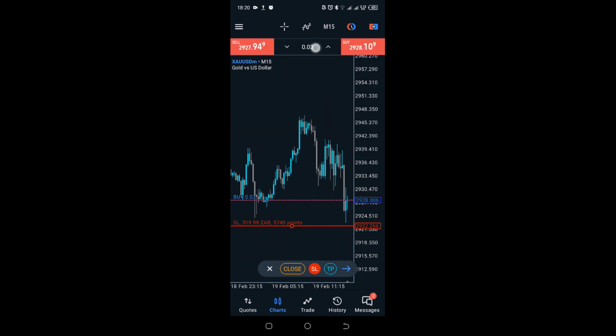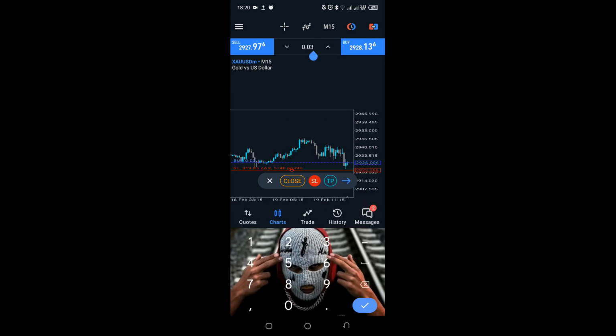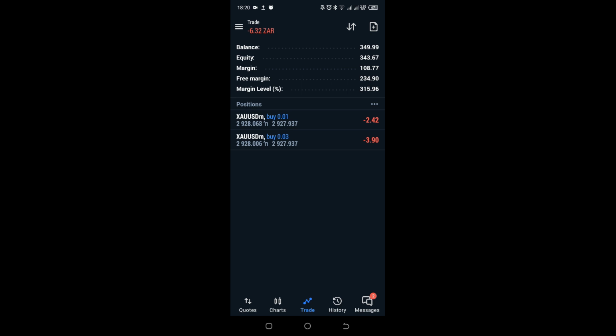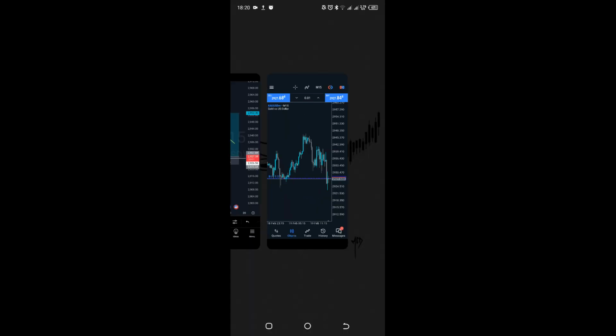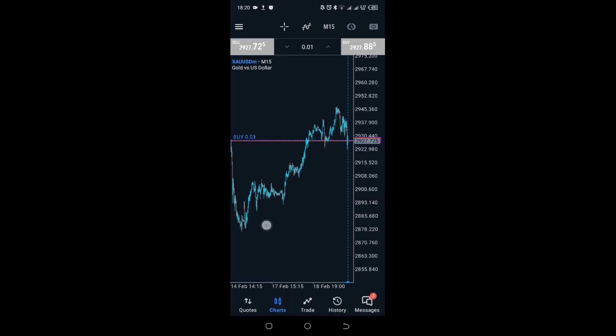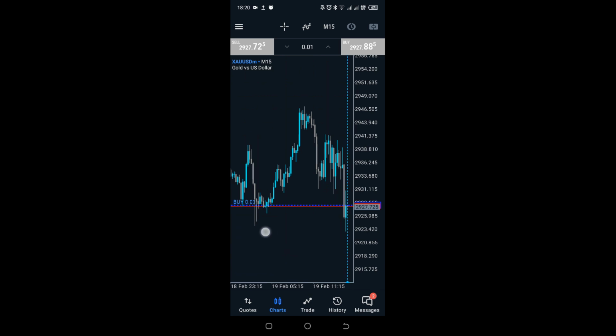Okay, let me just add another last position. Okay, yeah, last position. So yeah, guys, I just bought gold because I'm seeing this setup. This is a setup. As you can see, I don't even want to analyze, guys, because it's clear.